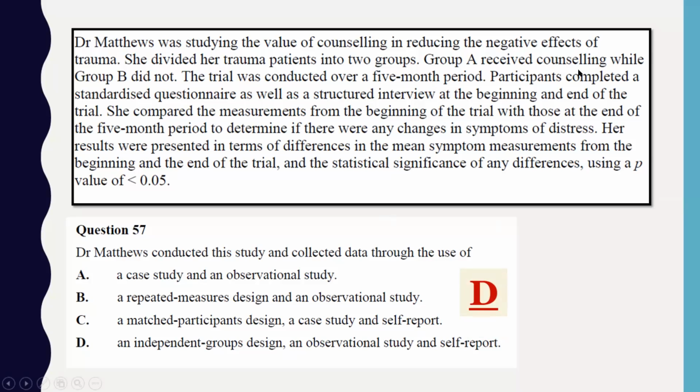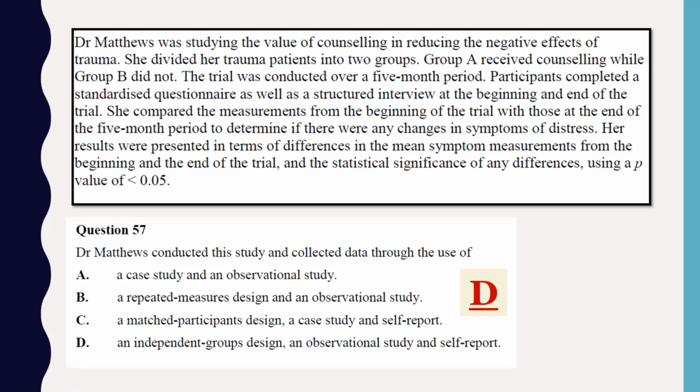So there's a clear experimental group there, which is group A, and a clear control group. Again, there's no indication in the case study that the same participants went through both conditions, so we can't choose a repeated measures design. We can't choose matched participants either, because the participants aren't being matched in terms of characteristics. In fact, one group has trauma, the other group doesn't. So they're as dissimilar from each other as they could be.